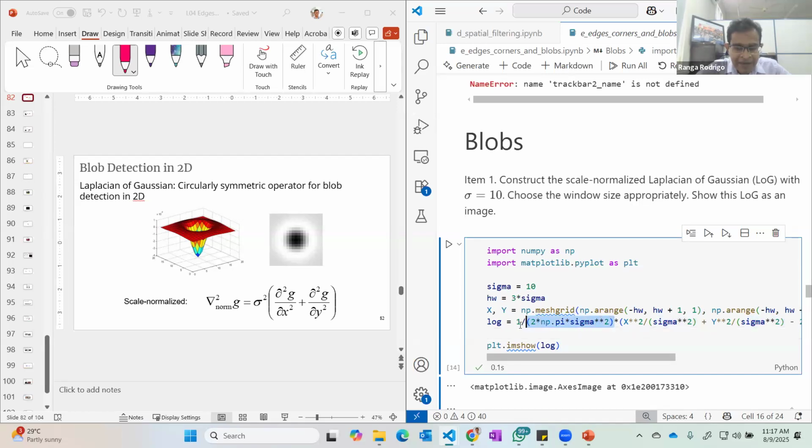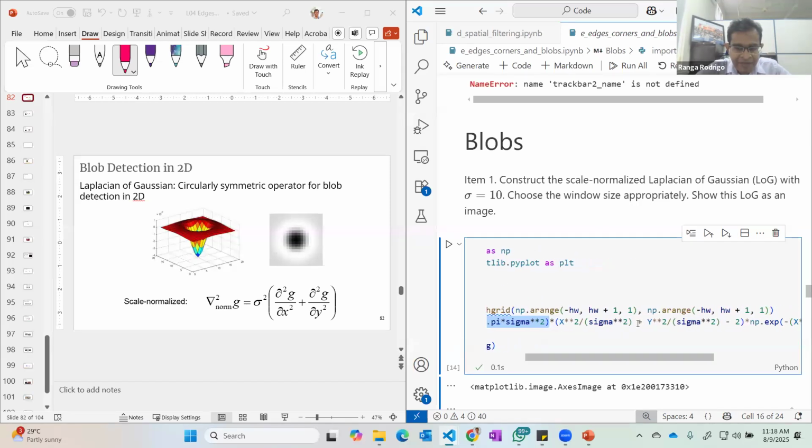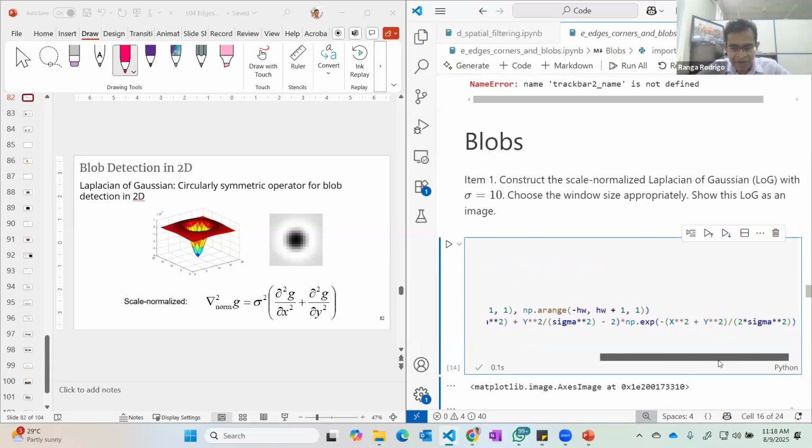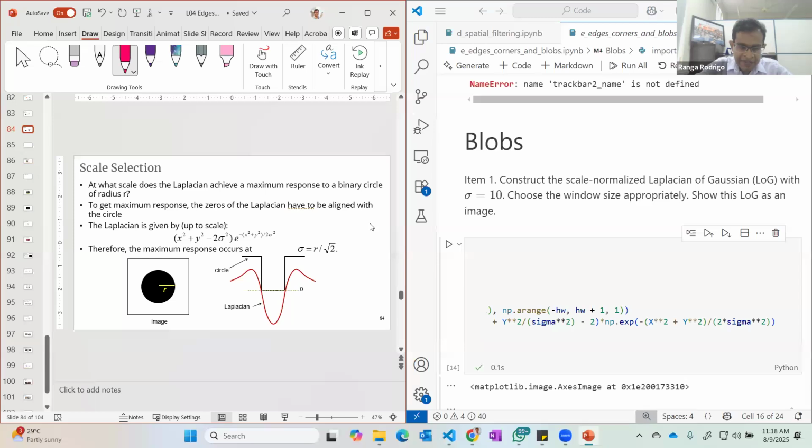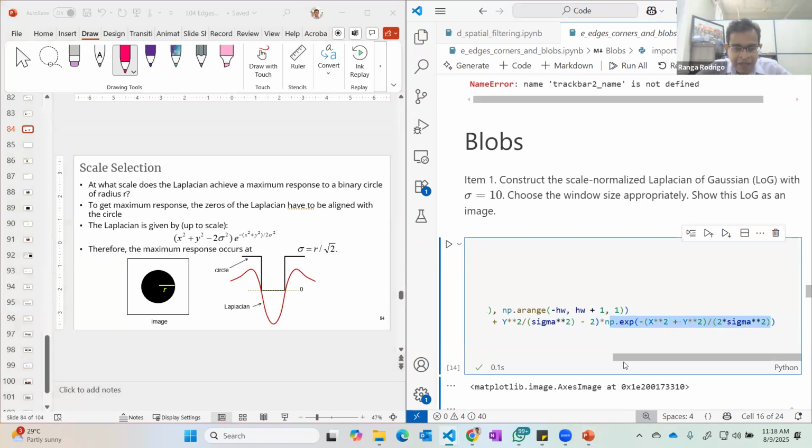So the scaling, I have written x squared divided by sigma squared, y squared divided by sigma squared minus 2, e to the power of minus x squared plus y squared divided by 2 sigma squared, which is exactly this. So you can see this part, e to the power of minus x squared plus y squared divided by 2 sigma squared, I have exactly written that. And this is x squared plus y squared minus 2 sigma squared.